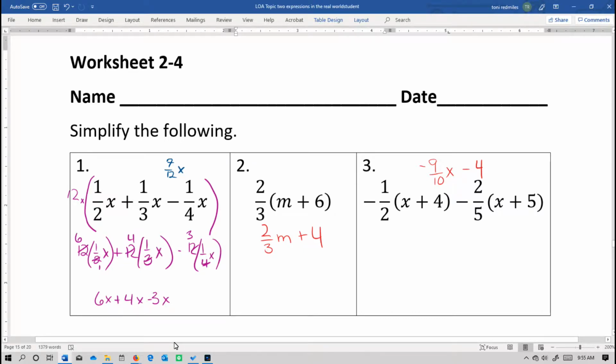This is just a way that some people do this that I've seen in my classes. We still know that the common denominator is 12, but now we can go 6 plus 4 minus 3, and that is still going to give me 7. This is just a way that I see people do these expressions.